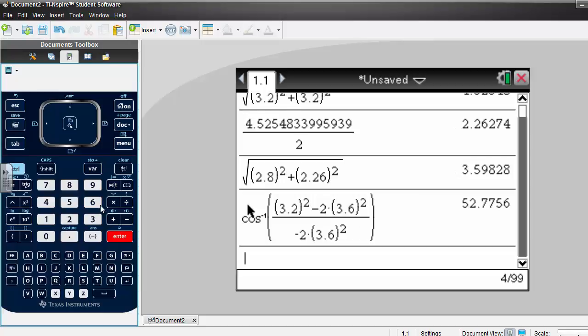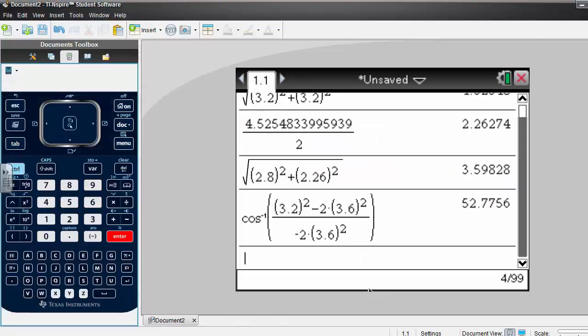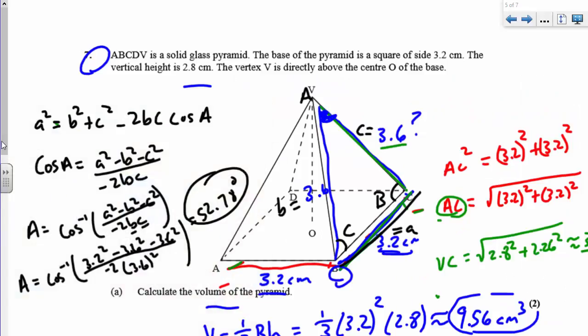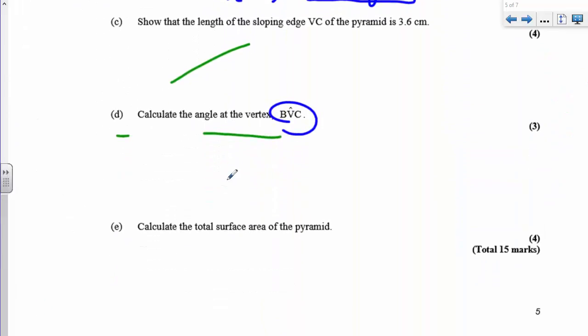So this angle is about 52.78 degrees if you're rounding to the hundredths place. So this answer is about 52.78 degrees. Is that what it says? I think that's what it said, right? Short-term memory is not so good. So we're going to say then that this angle, angle B, C, if you want to find it, is about 52.78 degrees.